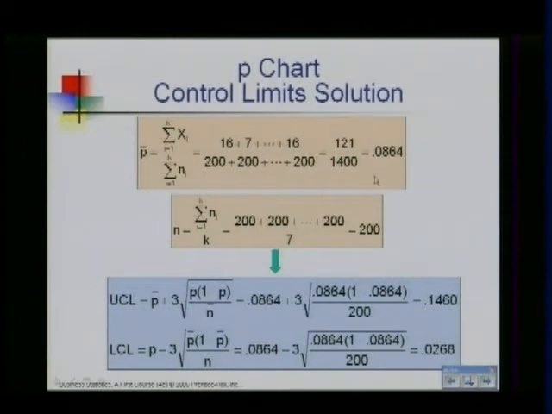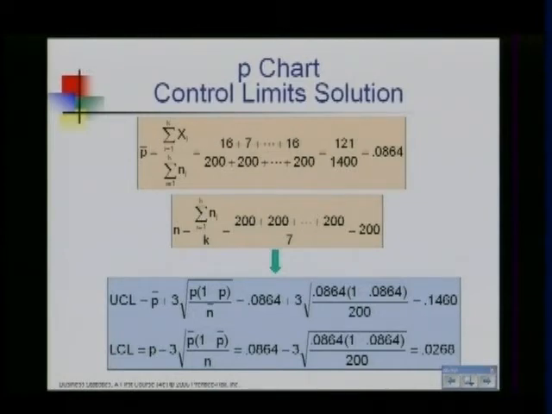We got 121, which is the sum of the x's, over 1,400, which is 200 times 7. It's 1,400, or just add up the 200s. So that gives me 0.0864. That is 8.64%. That's my average. That's my center line of the control chart, or my P bar.